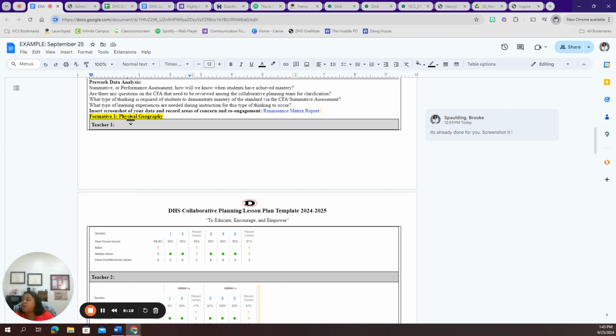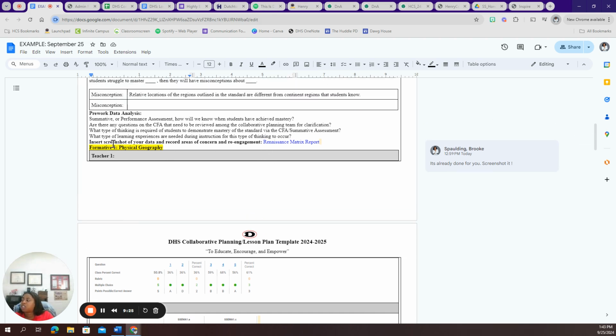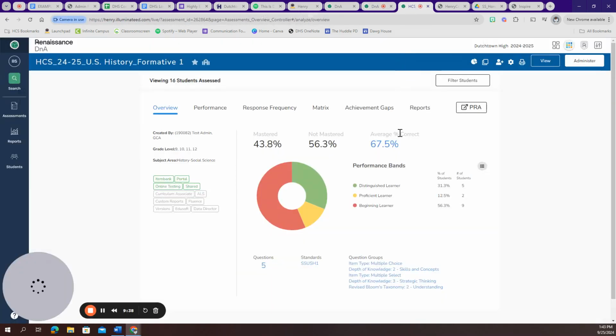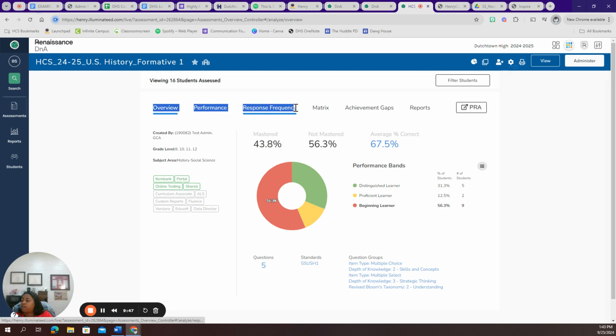So notice I took a formative and I put physical geography. This is where we start pulling the data from Illuminate, better known now as Renaissance. You have a matrix report when you go to Renaissance and click on your assessment. I'm not here to pick on anybody, I'm just here to show you where to find it. When you click on your assessment, you have your frequency response report that you can pull, and you have a matrix report that you can pull fast, right? But if there are other reports that you want to pull, you can always go to reports.